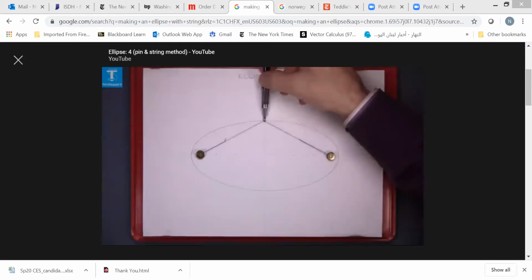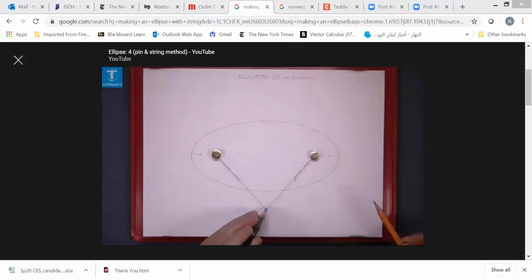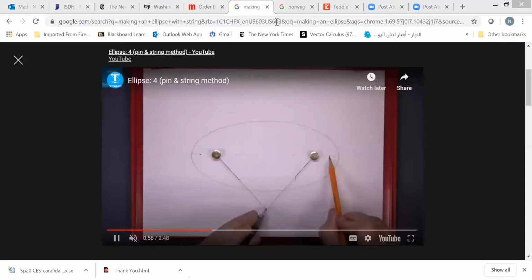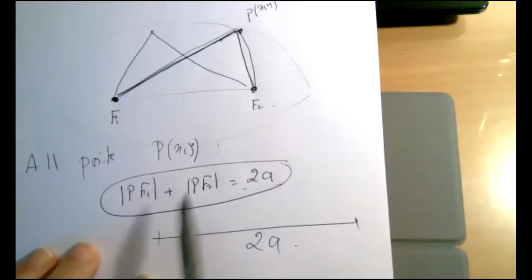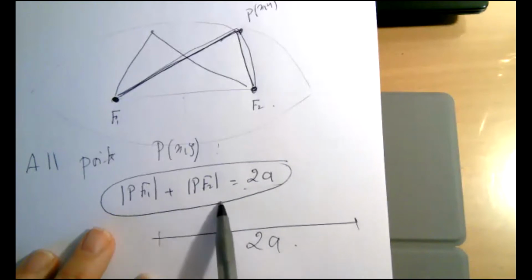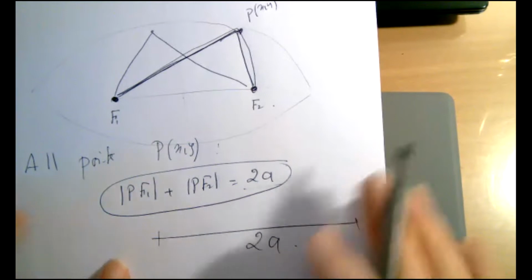So every point on the ellipse, the sum of the distance to those F1 and F2 is a constant number, which is the 2A. Okay, so that's really what an ellipse is geometrically. But of course, the question for us is, how can we find the equation of the ellipse? What does it mean to find the equation?